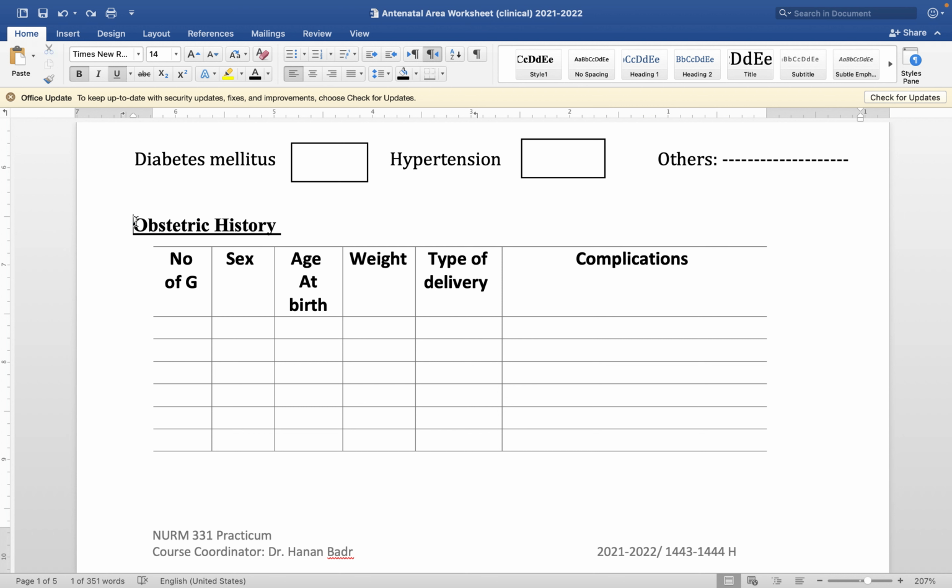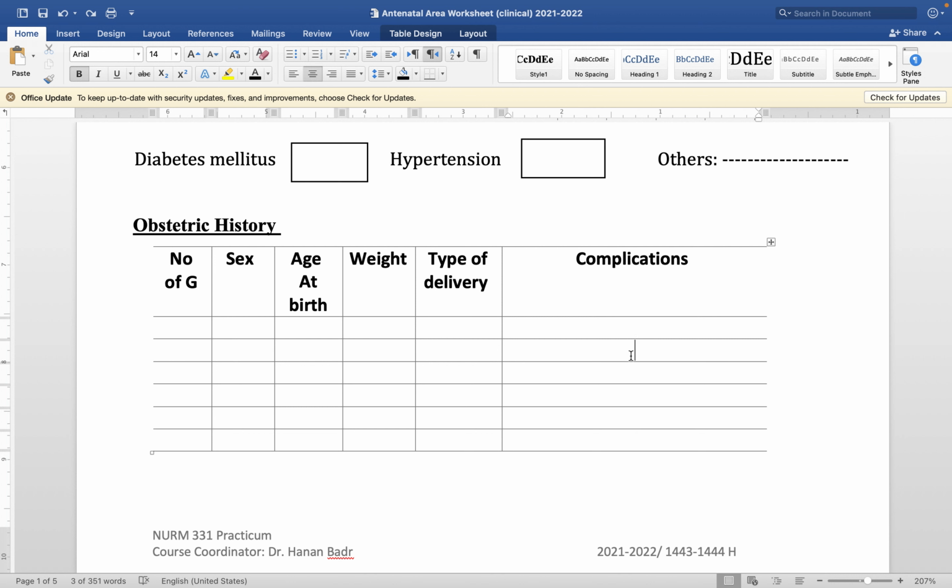And then moving down to obstetric history, if you watched the labor and delivery sheet, it's the same, the typical table: number of gestations, number of gravida, and also number of para, the sex of the baby she had, boy or girl, age at birth, 22 weeks, 37 weeks, 40 weeks, whatsoever should be written here, the weight of the baby, and type of delivery, if it was SVD or cesarean section or assisted delivery, and any complication can be mentioned here.